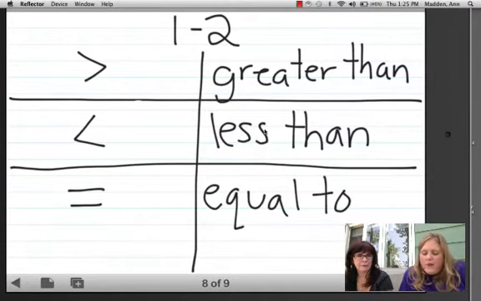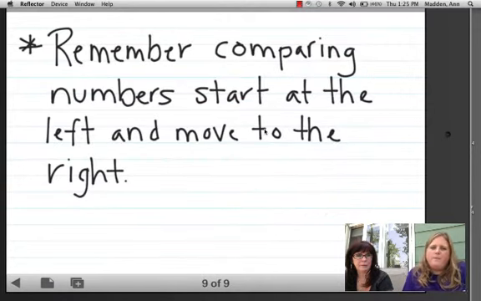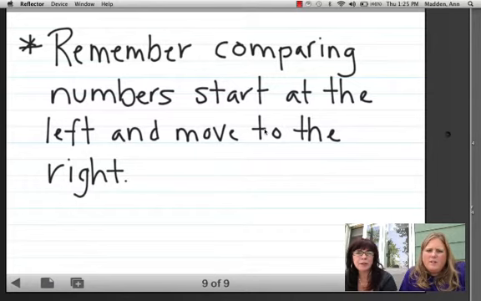At the bottom, we have one last note that we want you to write down. Mrs. Amori is going to read it to you. Make sure you copy it so you have it for your work tomorrow. Remember, comparing numbers, always start at the left and move to the right.